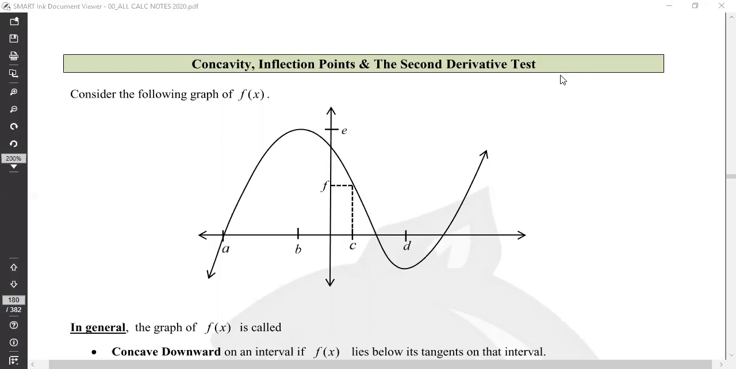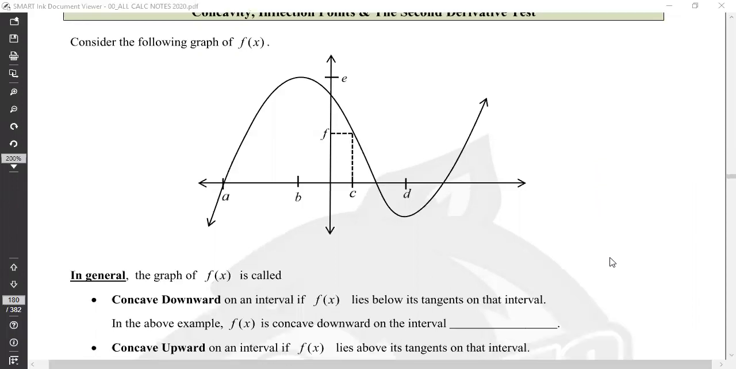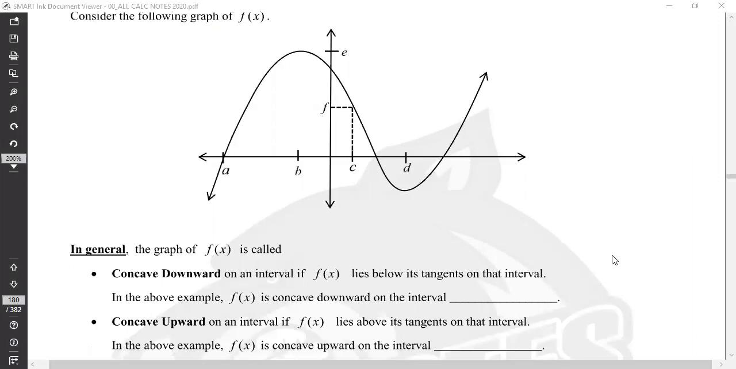So moving forward, we've been looking at the first derivative. It tells us where a function is increasing or where it's decreasing, and we've gone through the process of how to find a first derivative and a second derivative. Today we're going to look at what the second derivative tells us about a graph, about a function and how it behaves. So here we go. We have this nice curvy function called f of x. Consider the following graph of f of x.